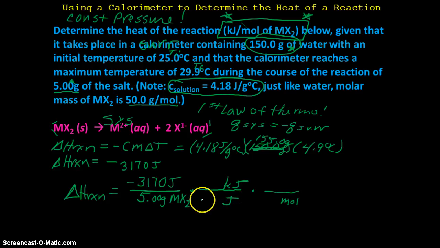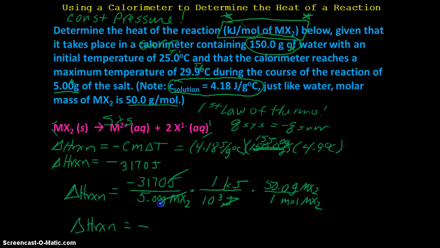I need to convert kilojoules to joules, so 1 kilojoule is worth 1,000 joules. And I need to convert grams to moles, and we're talking about MX2. And thankfully, we were given the molar mass of MX2. It takes 50 grams of MX2 to make a mole. And so then I just run through my dimensional analysis. Joules cancel, grams of MX2 cancel, and I'm left with kilojoules per mole of MX2, just like I asked for.